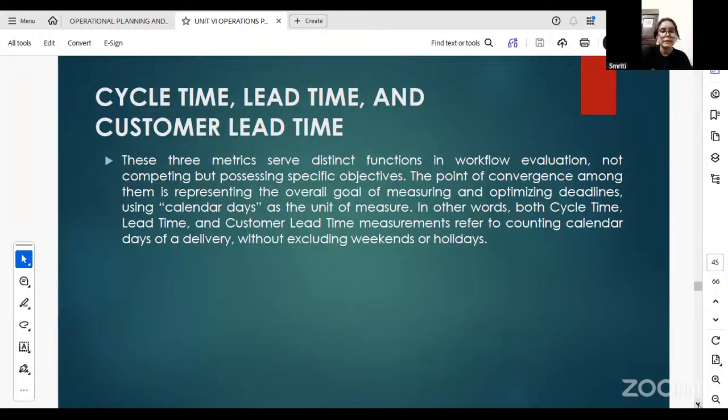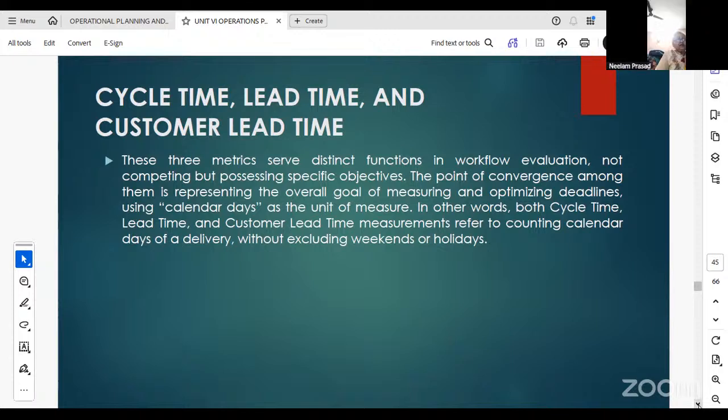Cycle time, lead time, and customer lead time. These three metrics serve distinct functions in workflow evaluation, not competing but possessing specific objectives. The point of convergence among them is representing the overall goal of measuring and optimizing deadlines using calendar days as the unit of measure. In other words, cycle time, lead time, and customer lead time measurements refer to counting calendar days of a delivery without excluding weekends or holidays.